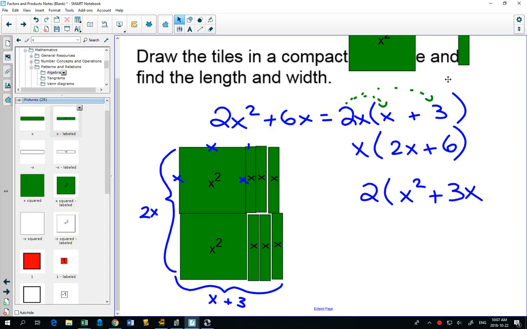Which is the best answer? The best answer is the one where you factor out everything that's in common. So when we factor, which is the reverse of multiplying, right, there could have been a number of different ways to get 2x squared plus 6x, but we're looking for the way where we could pull out the biggest, or the greatest common factor, out of all of the terms.